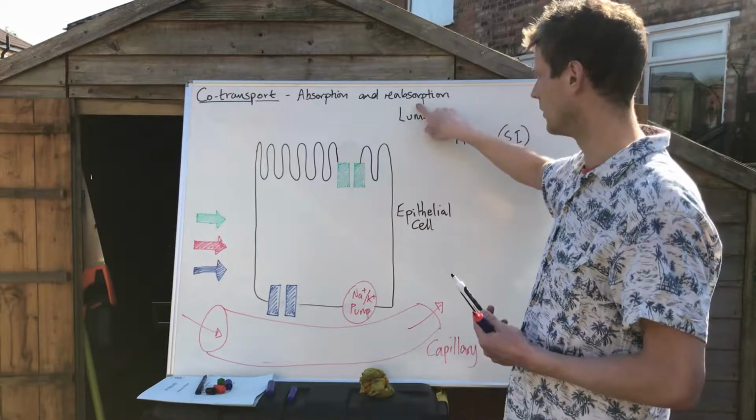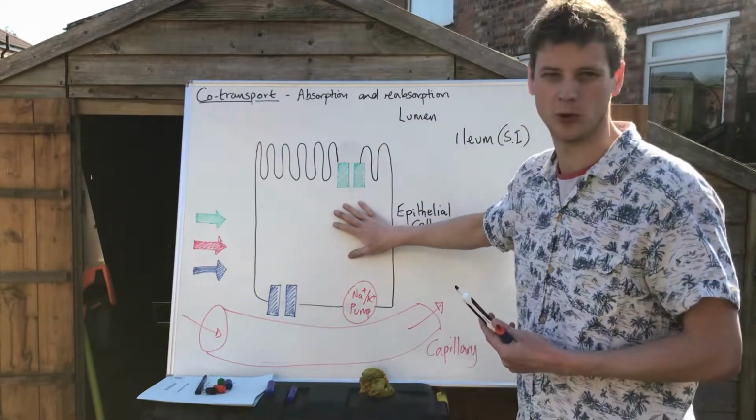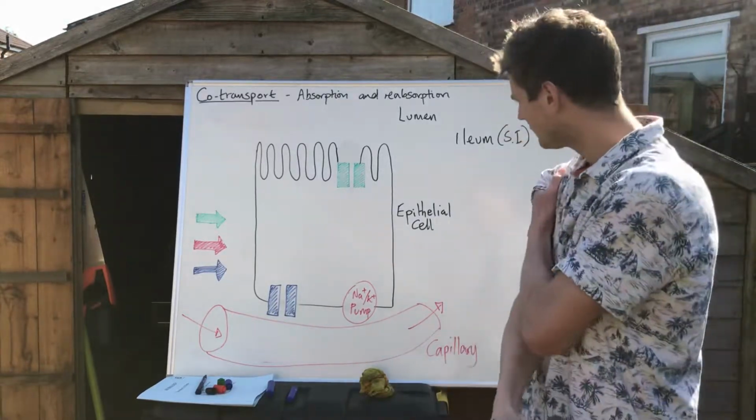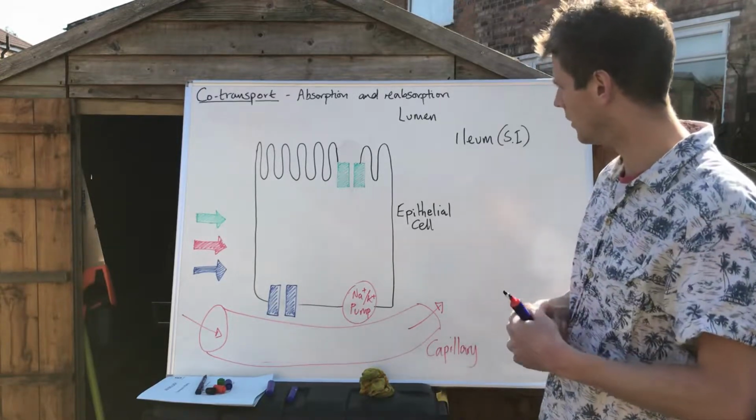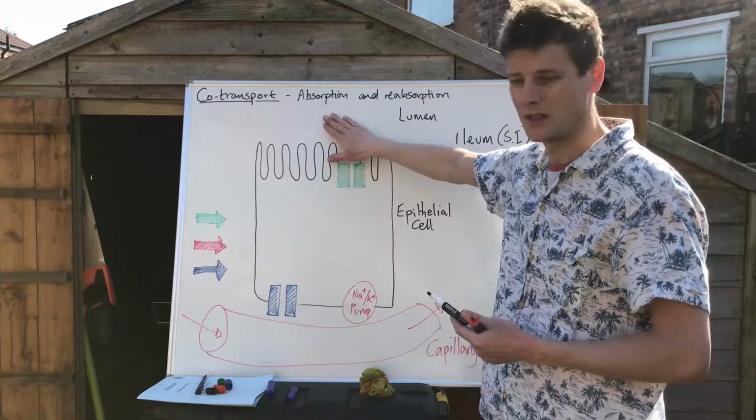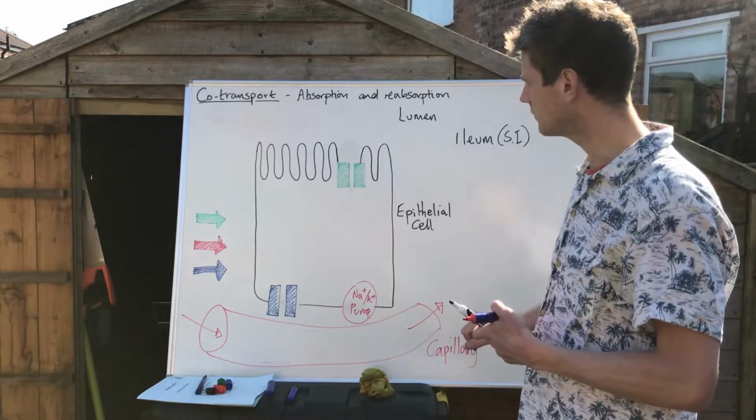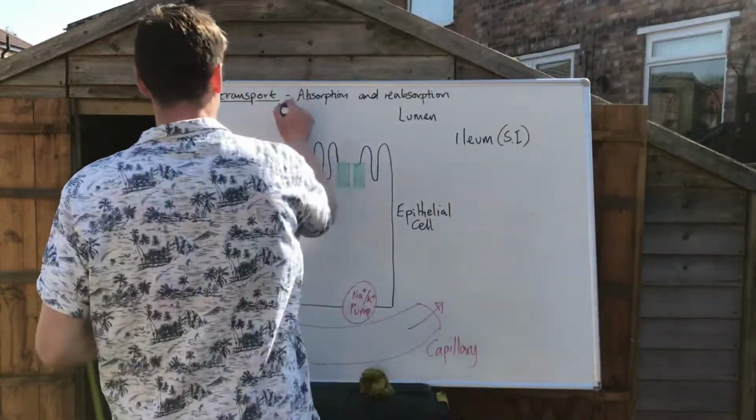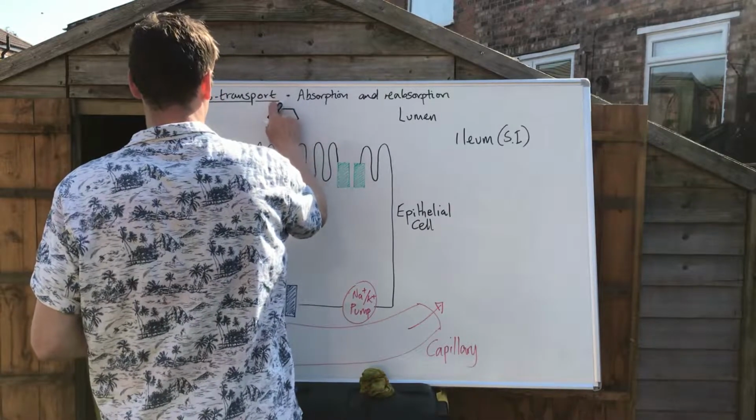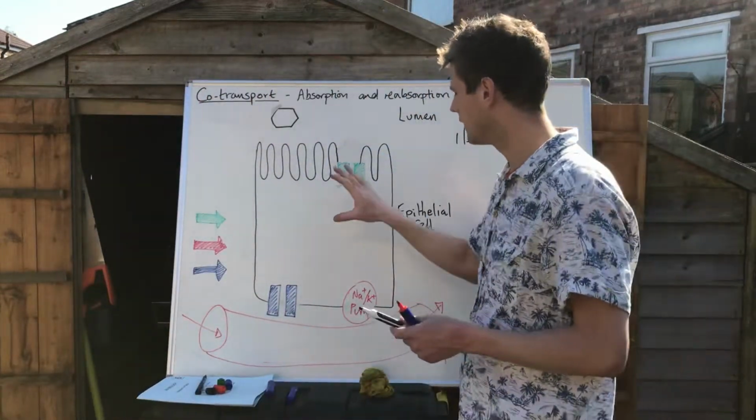In the upper six, when we look at the kidney, we'll also see that co-transport plays a role. I'm not going to focus too much on that for now though. Okay, so I'm going to give the example of glucose being absorbed, but the same principle applies for amino acids. So, just add a glucose molecule there.